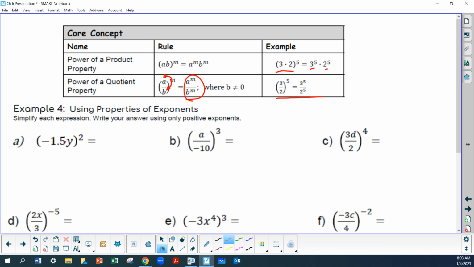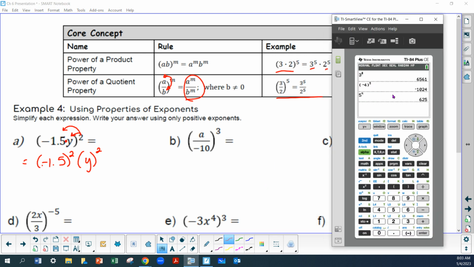So I do see two things multiplied. Do you? Negative 1.5 times y. So I can distribute this squaring to each of them. That would give me negative 1.5 squared times y squared. Now, when I square a negative, of course I'm going to generate a positive, aren't I? And 1.5, this might be where you want to use your calculator. Otherwise, 15 squared, I believe, is 225, and we could move our decimal places off of that.